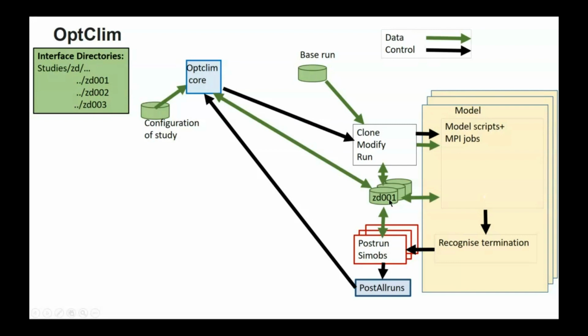And within ZD 001, we hold the data which are generated by OPTCLIM and needed by the model, and the converse, the data that are generated by the model and the simulated observation calculations, and are needed by the OPTCLIM core to run the optimizer itself.